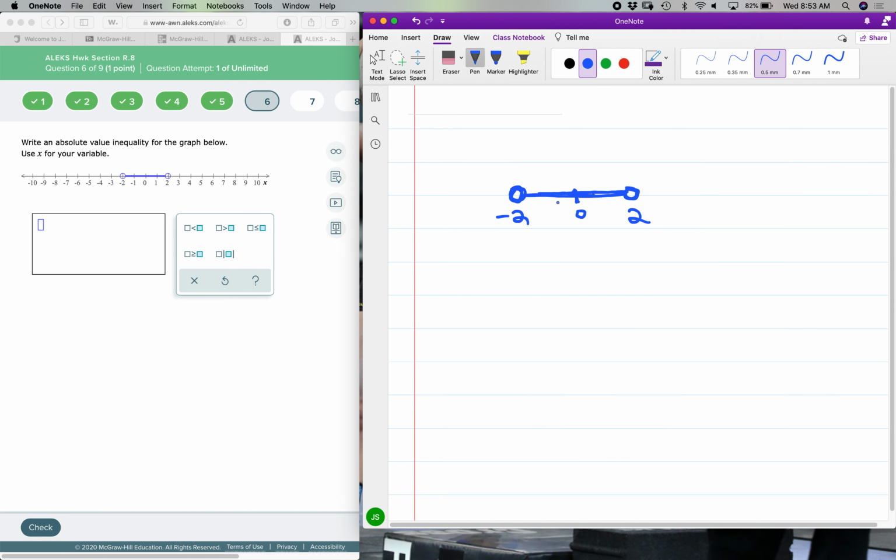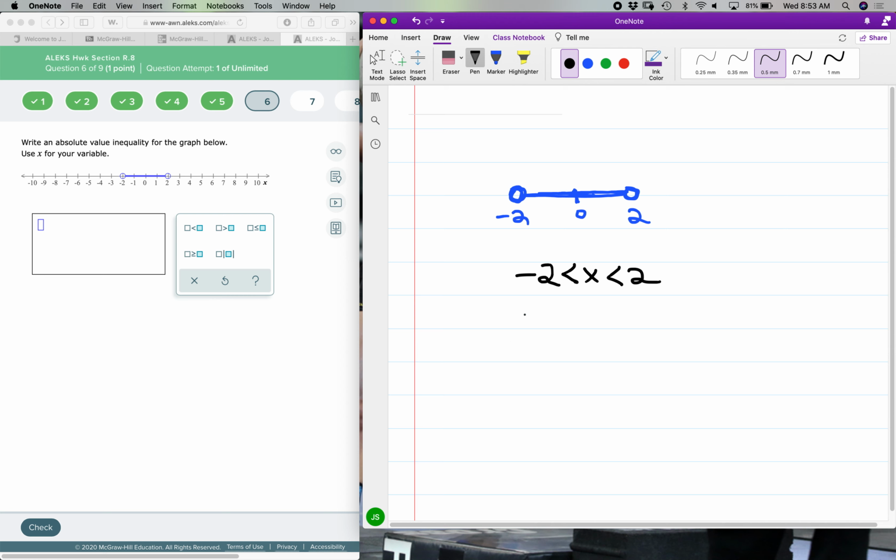Okay, for what we have in this item, it says to write an absolute value inequality for the graph below, and it says to use x for your variable. So for what we have in the spread, we have a line segment between negative and positive 2, but not including negative or positive 2. And if I were to write this as just an inequality, I would have that negative 2 is less than x is less than 2.